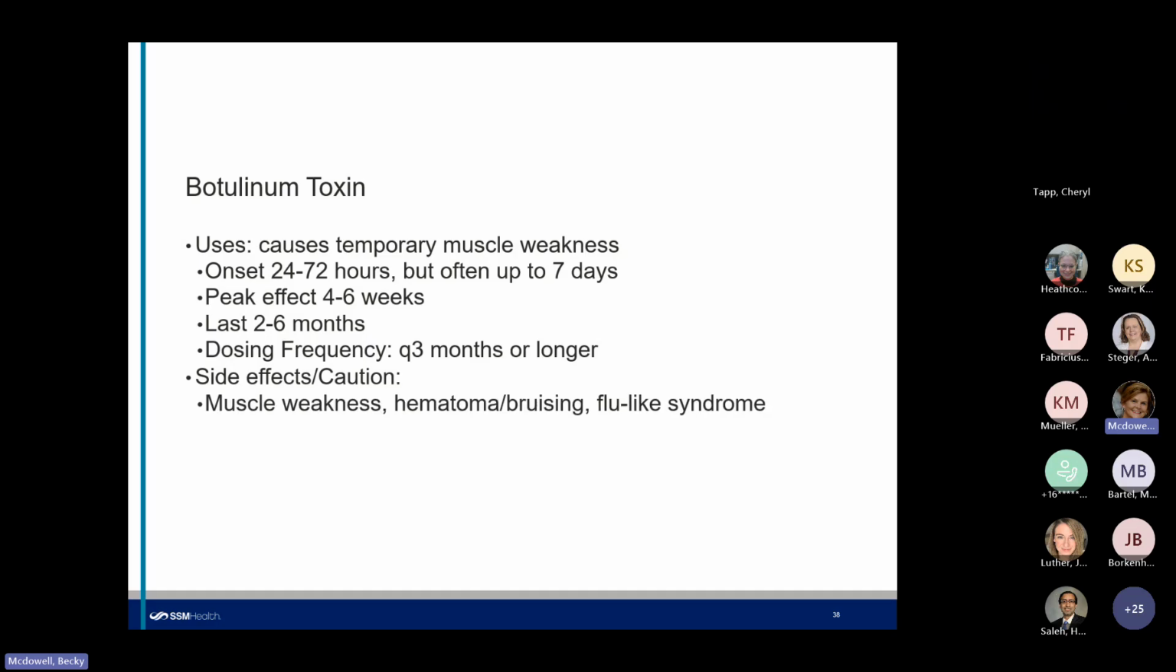Side effects and caution. This causes muscle weakness, which we know is why we're using it, but that can be harmful if you put too much into an area and cause excessive weakness. It can cause hematomas and bruising, and then flu-like syndromes as well. With botulinum toxin, you can see distant spread occasionally, and this can lead to dysphagia, so difficulty eating, or respiratory depression. This I have only seen in a few patients, and usually if you're doing a lot of botulinum toxin in the cervical region.